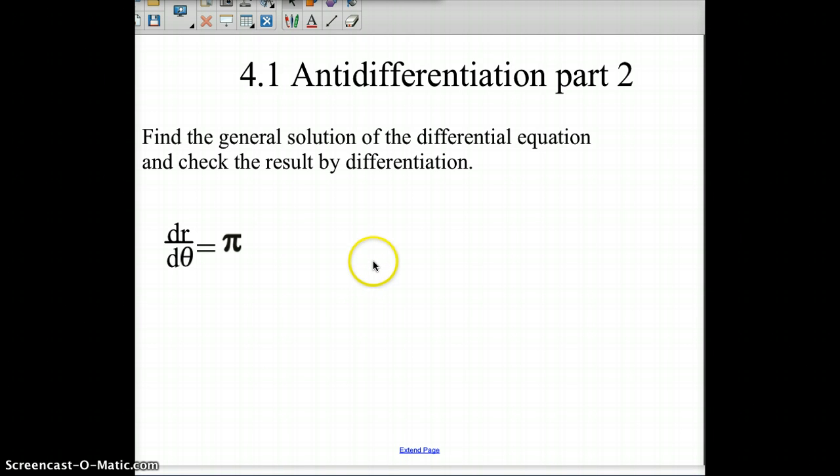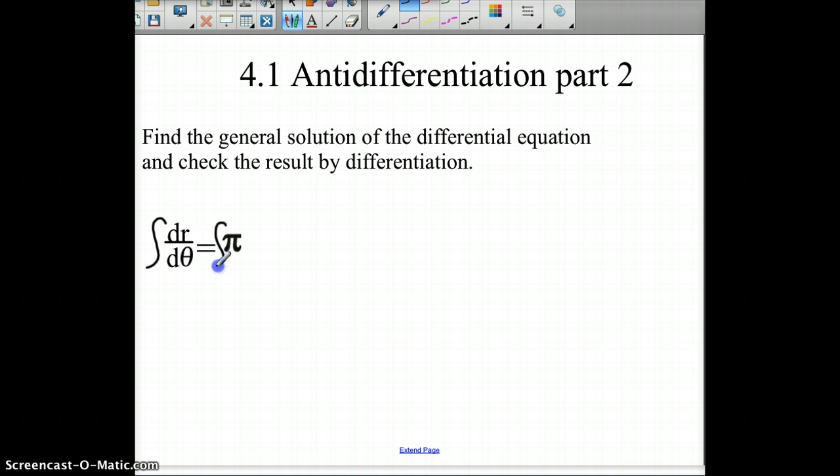4.1 Anti-differentiation, Part 2. Find the general solution of the differential equation and check the result by differentiation. So dr over d theta equals pi. To find the general solution, we just need to integrate. What they're asking for with a general solution is that family of solutions that includes the c. So we want to integrate both sides.